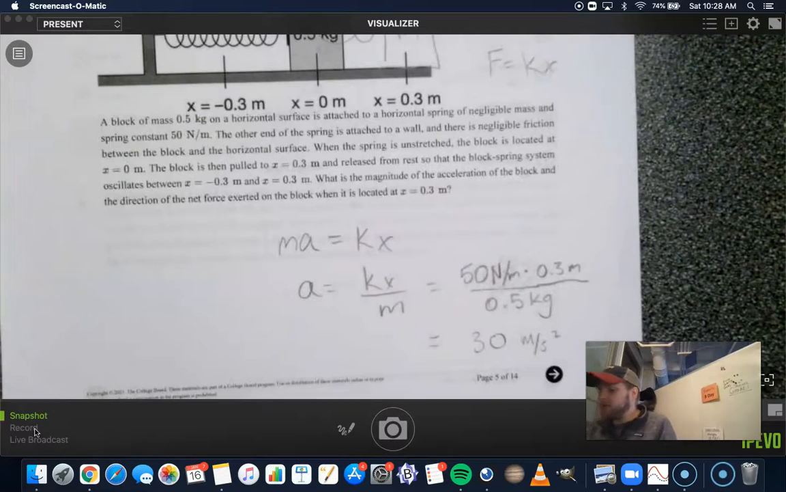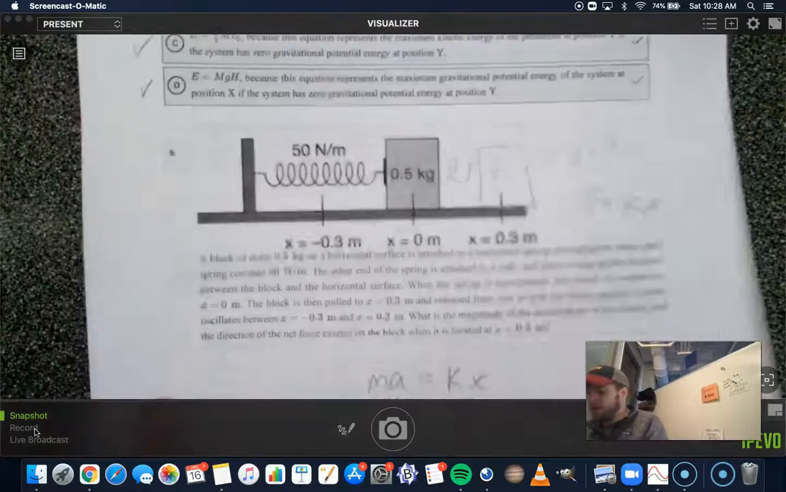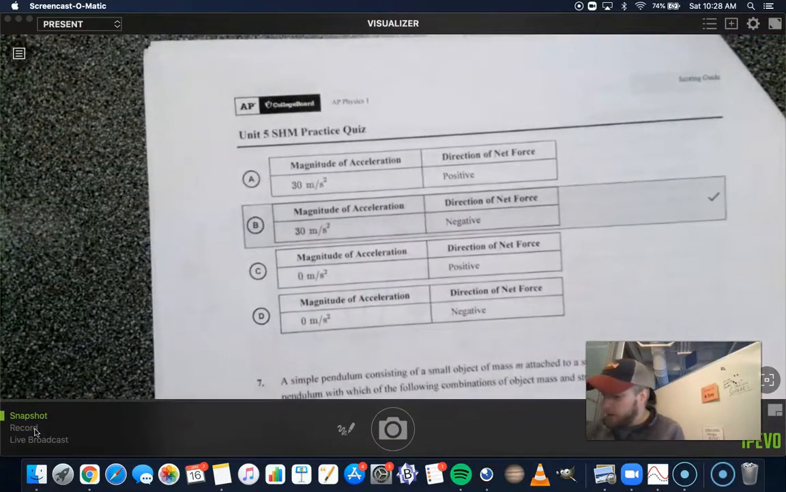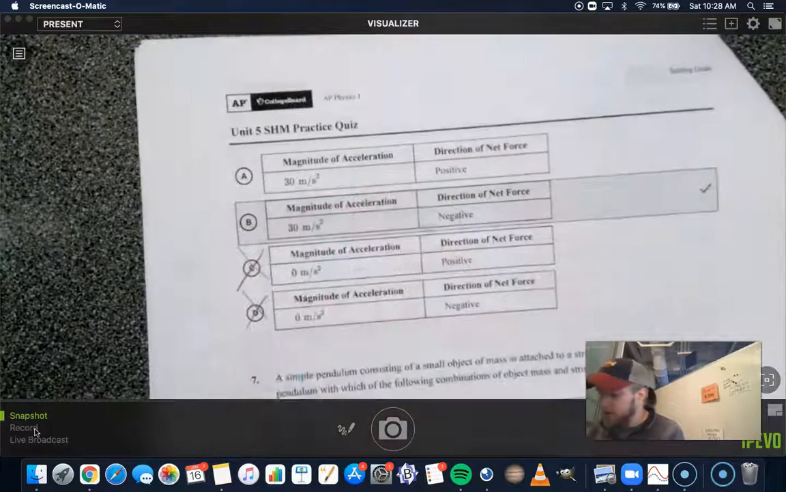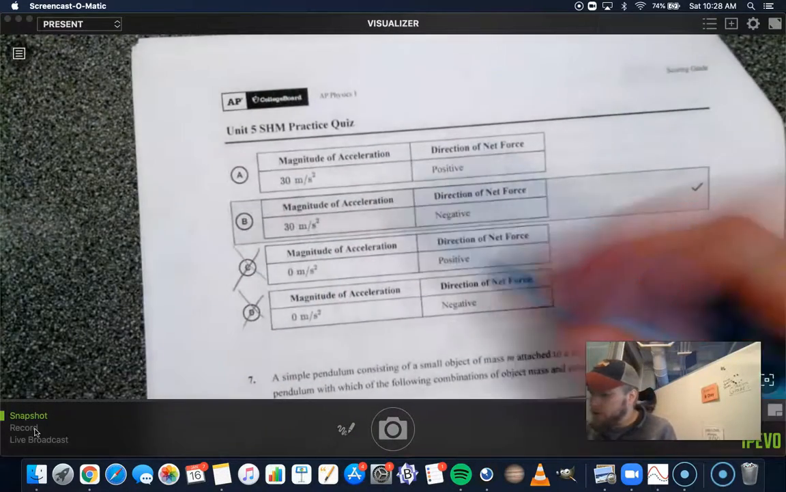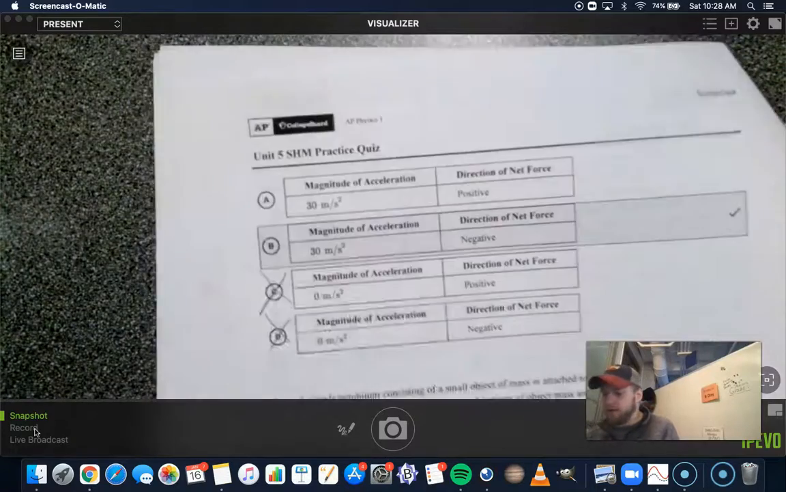So let's look at the answer choices and pick a sensible one. Again, we got 30 meters per second squared as our answer. So it wants us to get the magnitude of the acceleration. Okay, this is great. We can already eliminate C and D because the accelerations are wrong. And then we need to choose between positive net force direction and negative net force direction.